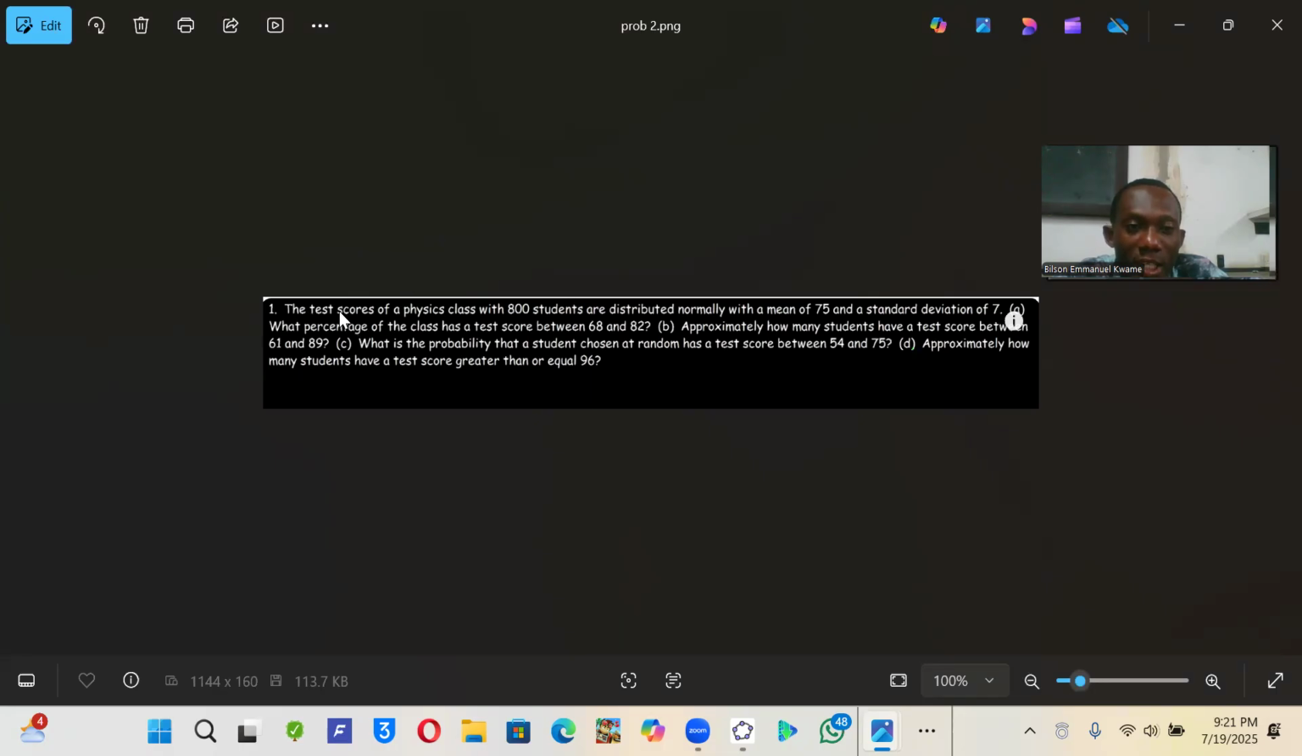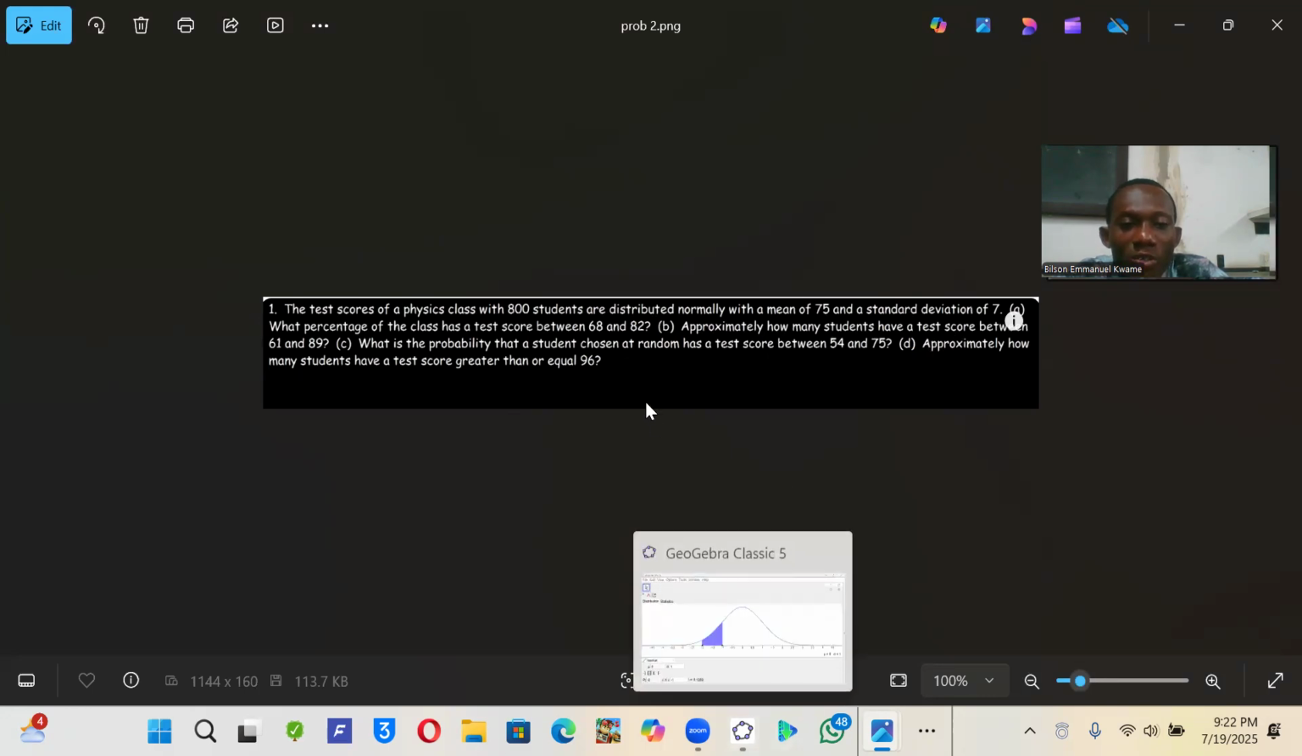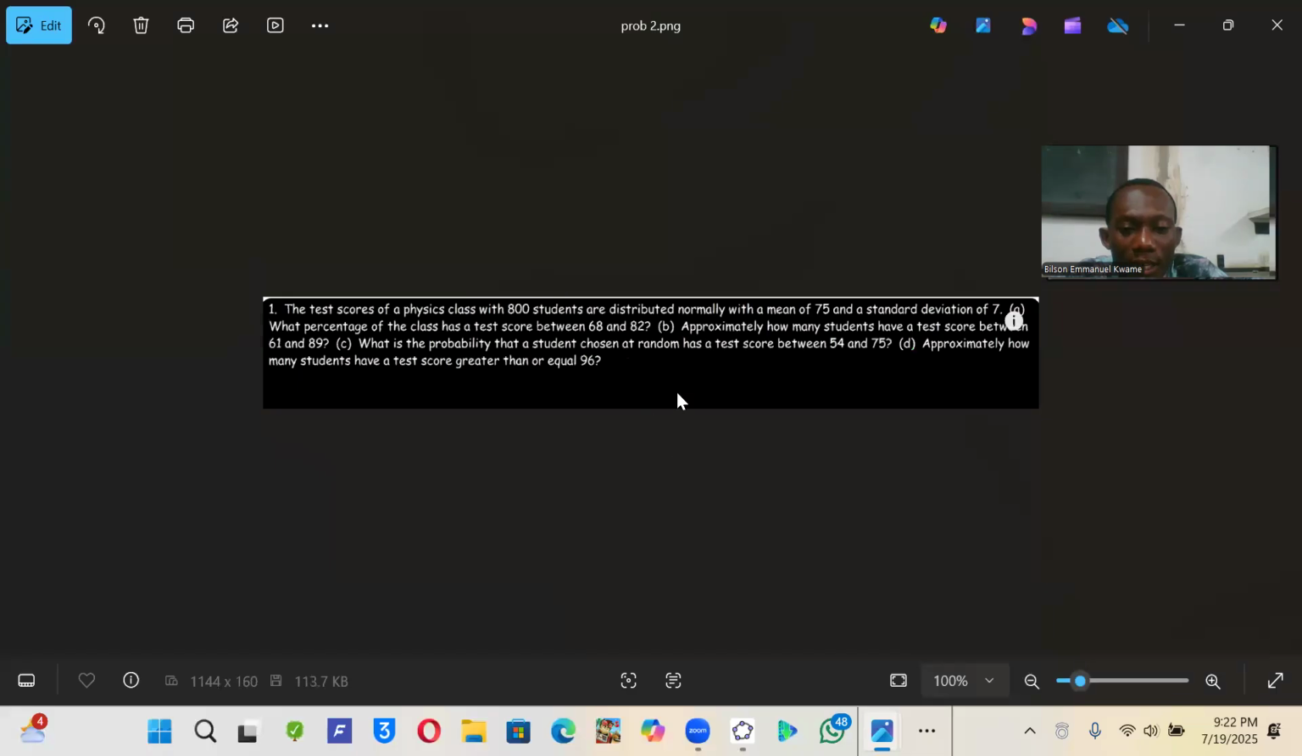It says that the test scores of a physics class with 800 students are distributed normally with a mean of 75 and a standard deviation of 7. Do you get it? A mean of 75 and a standard deviation of 7. So if we are using our GeoGebra app to solve this, we have a manual way of solving it, right?